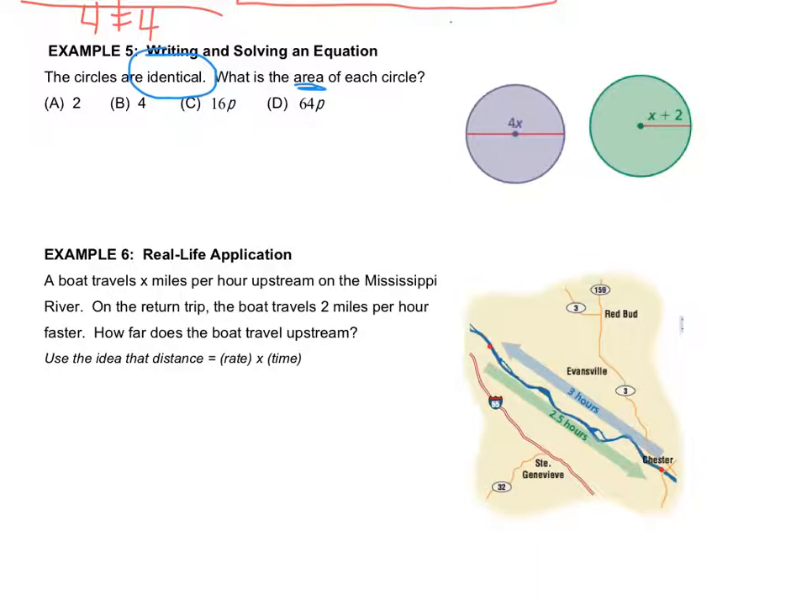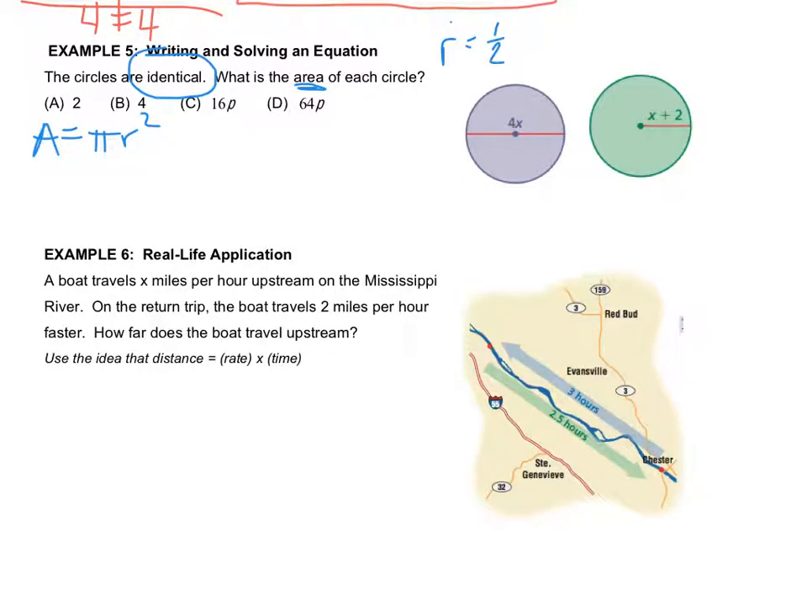So what do we know about area and circles? Maybe you remember, maybe you don't. The area of a circle's formula is pi r squared, R representing the radius. Remember, radius is halfway across the circle. So looking at the purple one, the one on the left, if I first just focus on that one, we're given the diameter. I'm not given the radius, I'm given the diameter. So to find the radius, I would have to cut that in half.